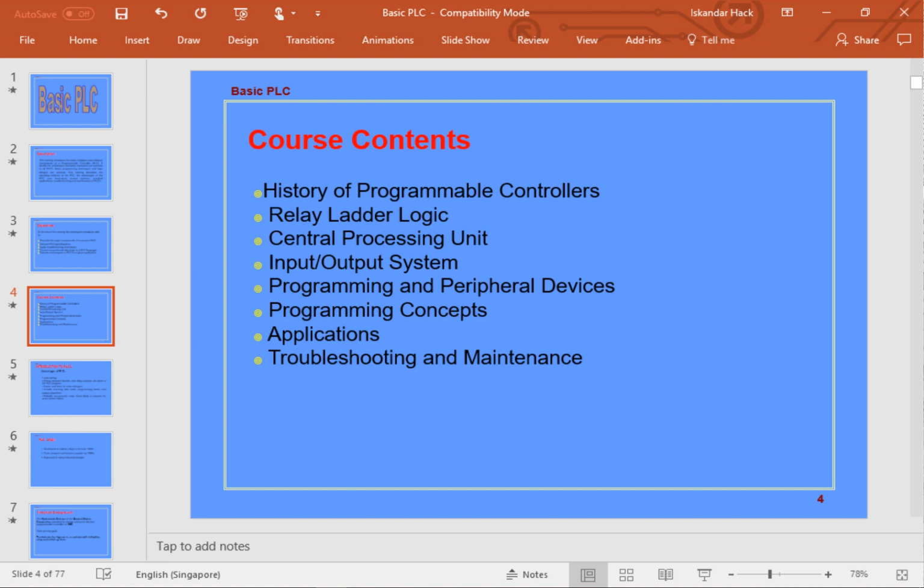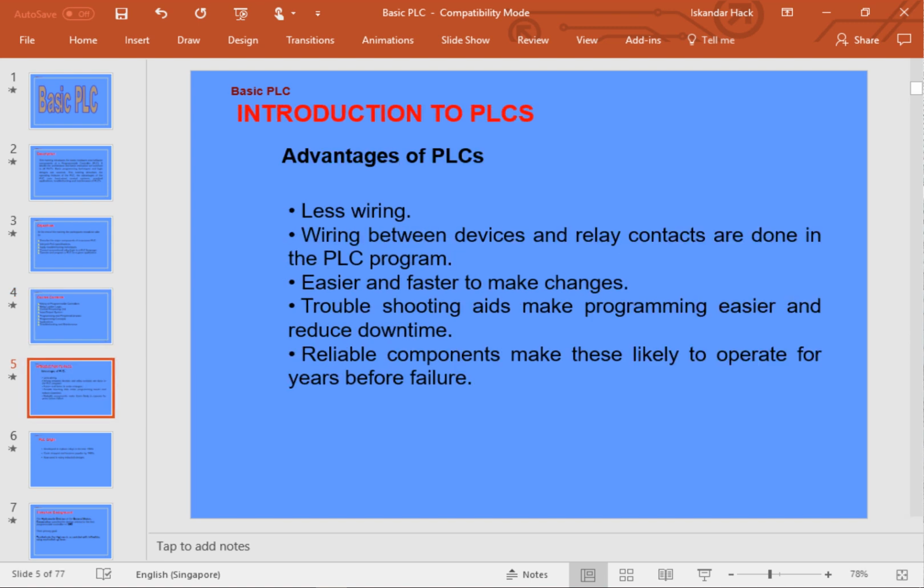During the final exam, you'll be asked to design a couple of systems. Troubleshooting and maintenance, since we have no real hardware, we're not going to be able to do that particular portion right there.